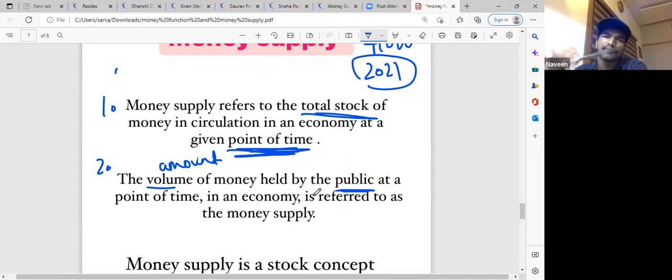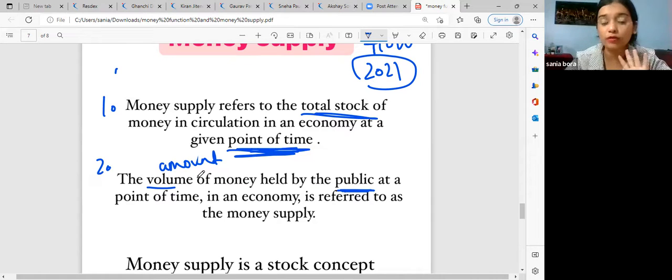In this first one, there is written total stock, but in the second, it is the amount of money. You can write amount of money, no need to write total or anything. If you're writing this one, then you have to write total stock. Even if you write total amount of money, that is also fine. But you cannot write just the stock of money.